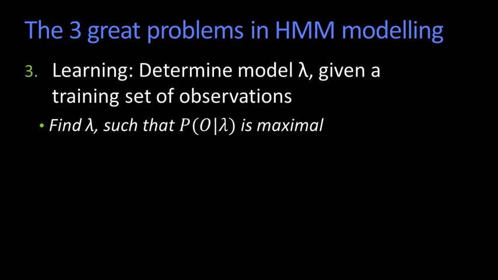And then the third problem is in some sense the most complicated problem, and that is, okay, I give you a bunch of training examples, a bunch of these O sequences, train a model, learn the lambda. The way you learn it is you pick the one that maximizes the likelihood of getting that observation. It's a maximum likelihood method. It's actually called EM, expectation maximization, and we'll talk about that just a little bit. We won't actually do the math of that part.